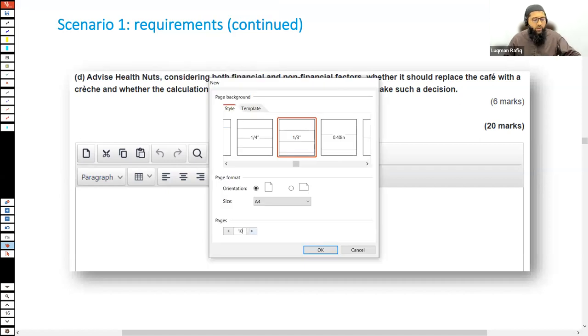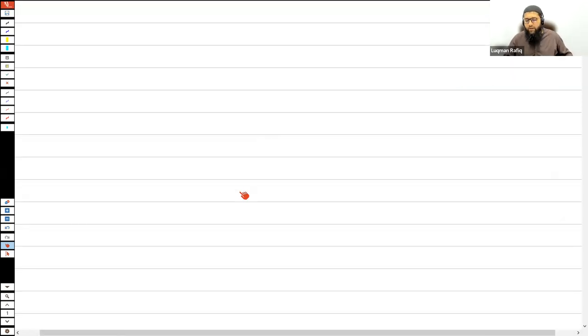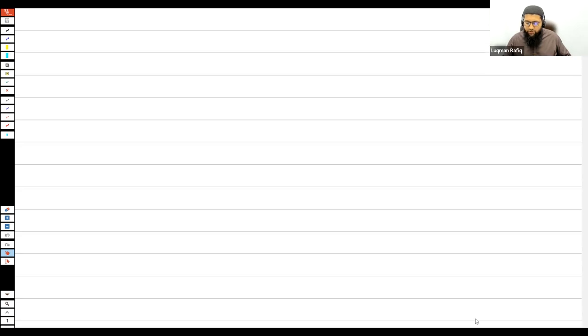How exactly are we going to deal with this specific scenario? What I'll do is have a quick recall of the syllabus area about CVP and break-even analysis. So the first thing I'm going to do is have a discussion about the syllabus area, CVP analysis and break-even.